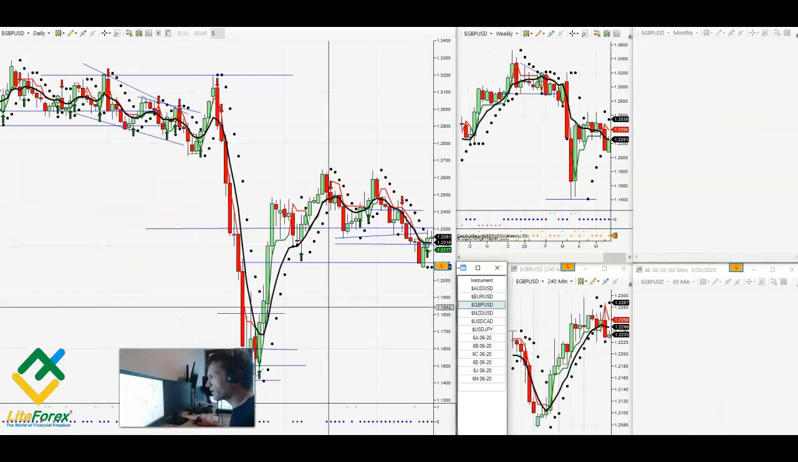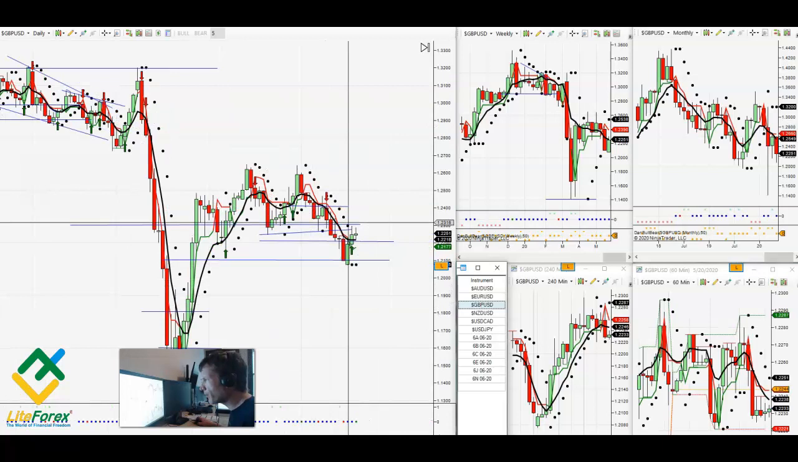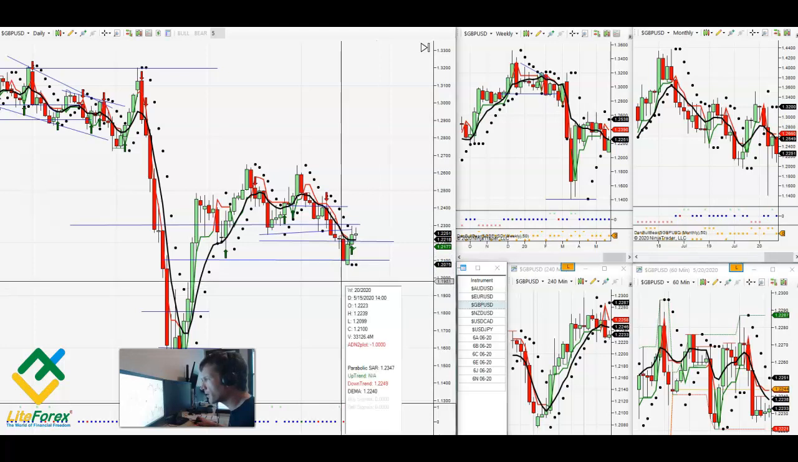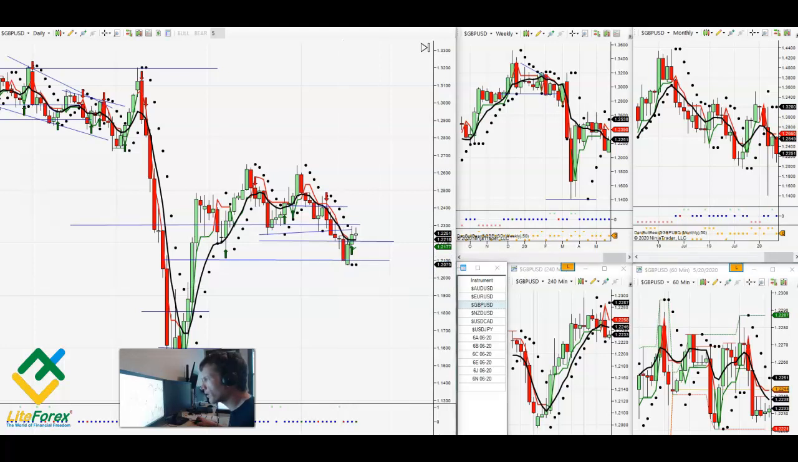Okay, pound USD. Pound USD put in a lower high. Now we got resistance at 1.23 on the pound USD. When we looked at this on the weekend, it was looking bearish, but I was expecting a rebound soon because we had all this red. We had this big drop.